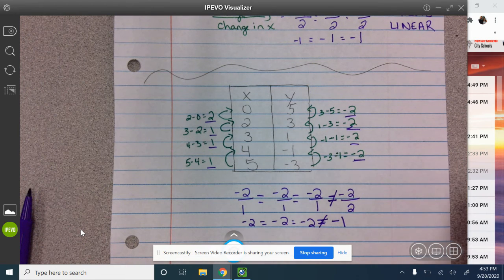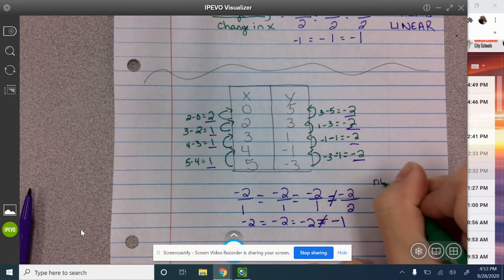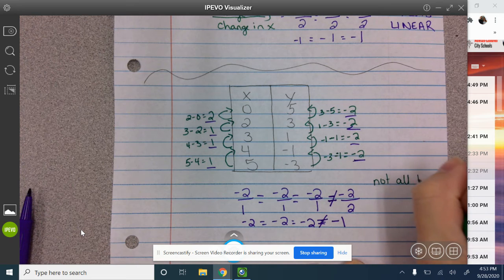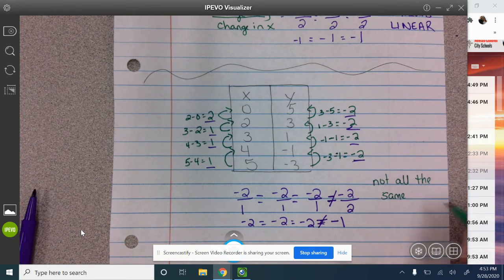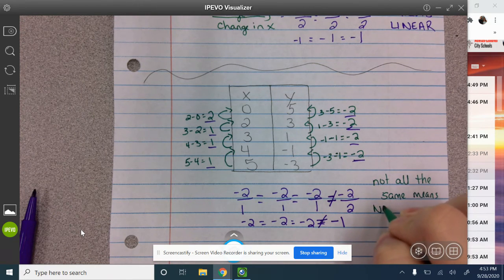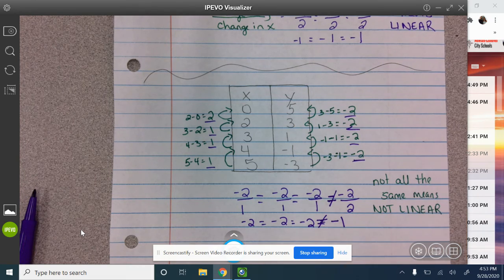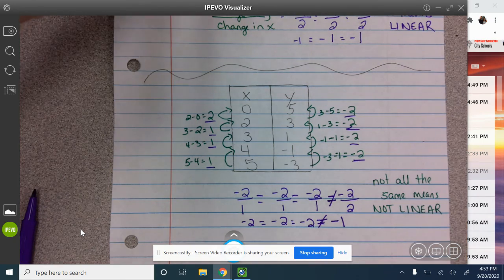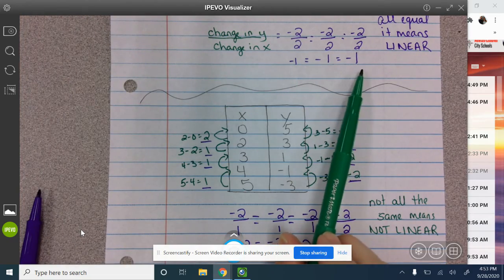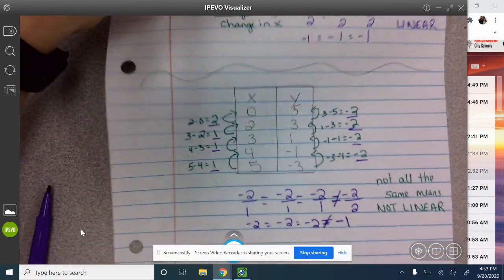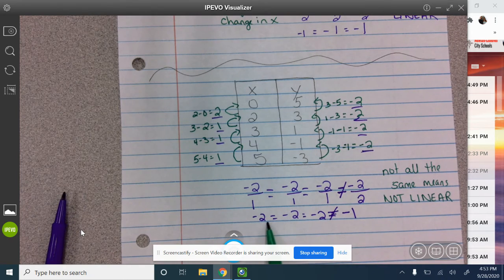Since they are not all the same, that means it is not linear. So a constant slope, like on the first problem, where they were all the same, it will be linear. When we do not have a constant slope, it will be not linear.